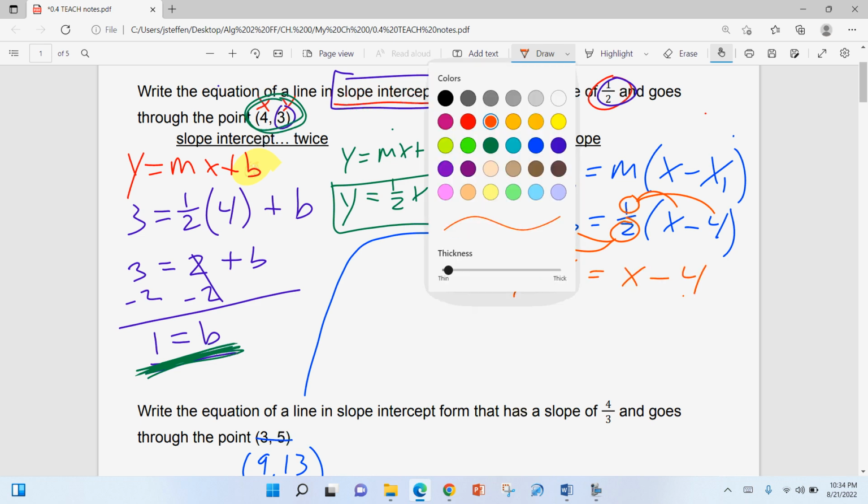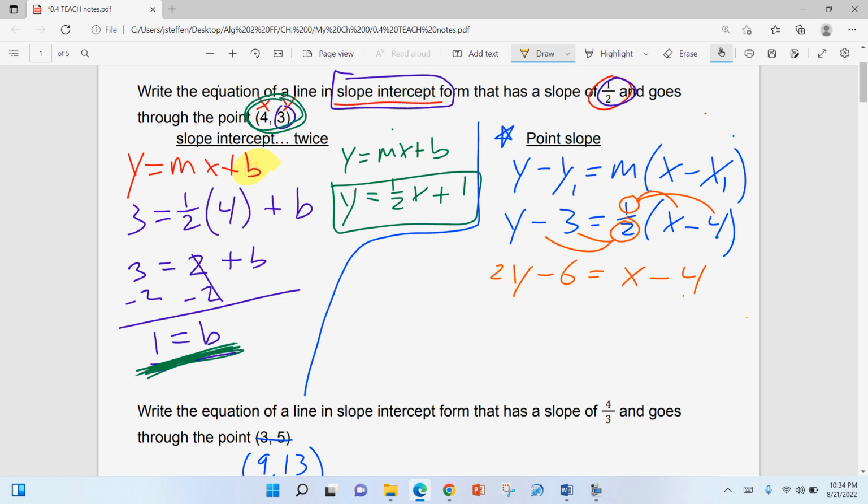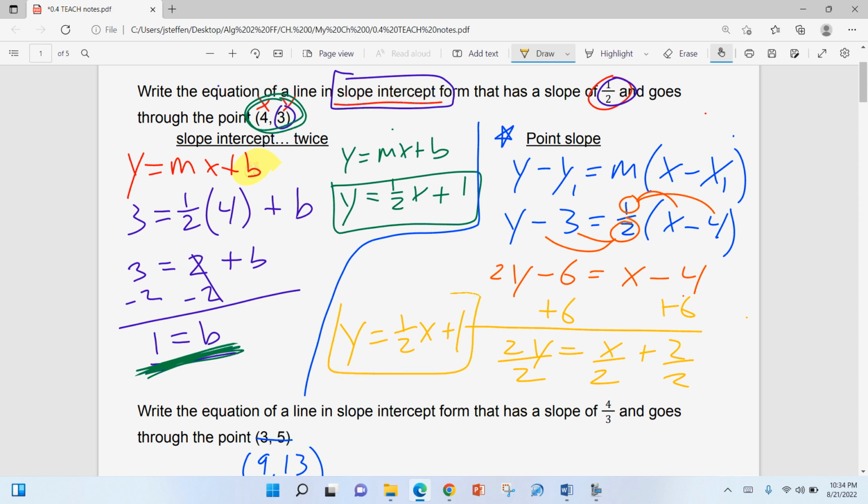And then we go ahead and solve for y. Add 6 to both sides. 2y is equal to x plus 2. Then divide everything by 2. And you end up getting y is equal to, x over 2 is the same thing as 1/2 x, and then 2 divided by 2 is 1. So as you can see, we get the exact same answer. It all depends. Sometimes it does take a little bit longer to do point-slope form. Sometimes it goes a little bit quicker. It all kind of depends.